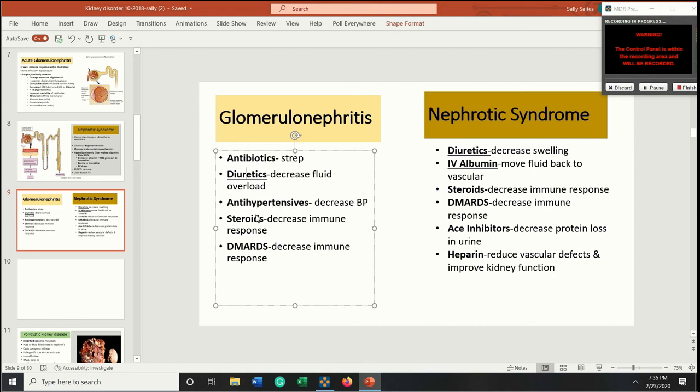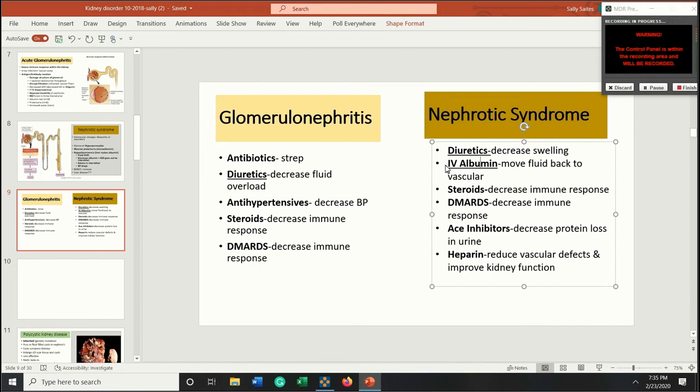We can give steroids for that immune response, and we can give corticosteroids or we can give DMARDs depending on what is most appropriate for the patient. And so then kind of on the opposite spectrum, we've got nephrotic syndrome, right? So here we want to decrease blood pressure, but here we want to increase blood pressure. I'm going to get back to this diuretic in a minute, but we want to get IV albumin, like I said, to get the fluid and protein back into the vascular space.